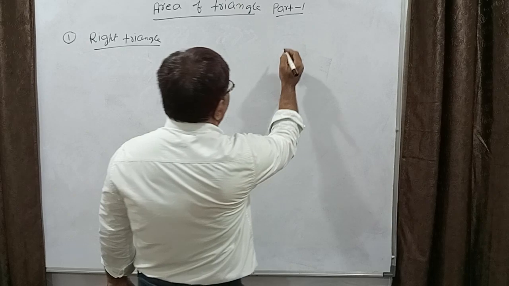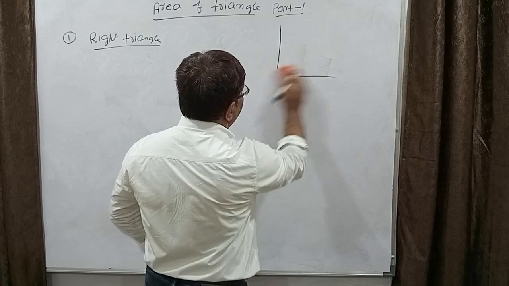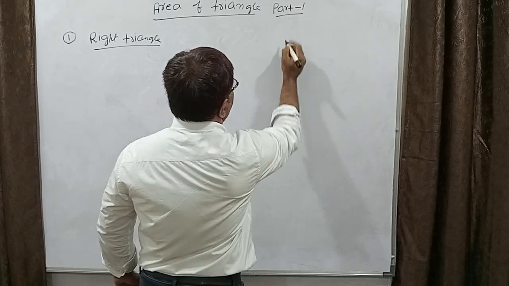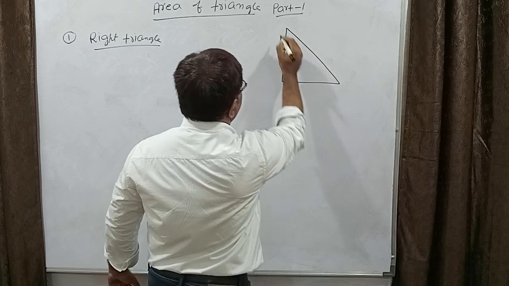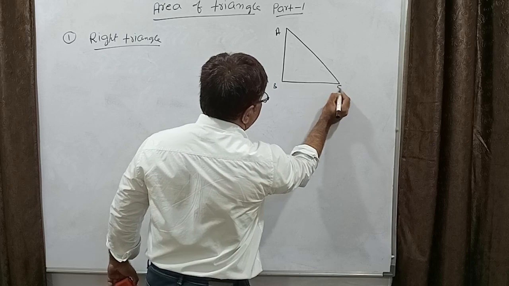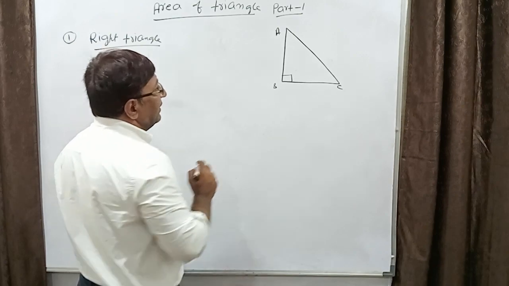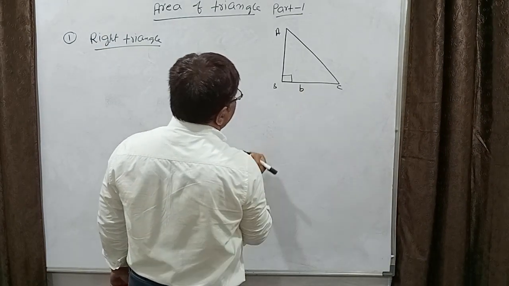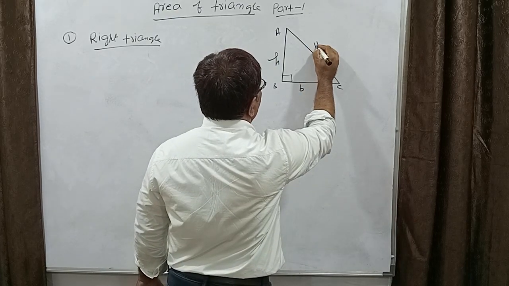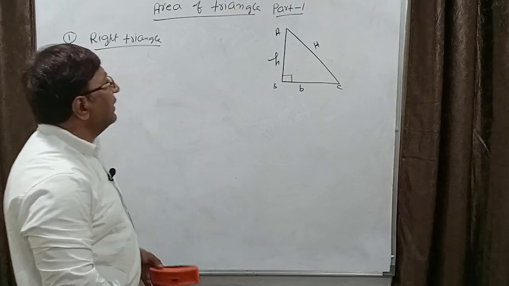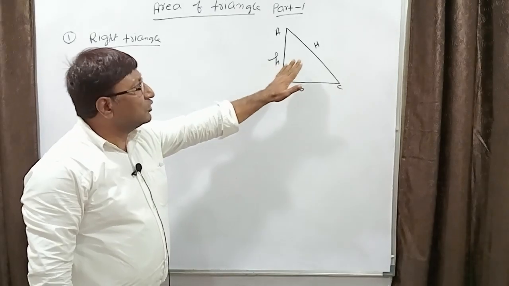You know well, right triangle is what? Any triangle whose one angle is 90 degrees is called a right triangle. So this is the right triangle ABC. This is A, this is B and this is C. This is a right triangle where angle B is 90 degrees. This is the base of the right triangle, this is the height, and this is called the hypotenuse. In the area we need this breadth, base, and this is the height, and this is the hypotenuse.